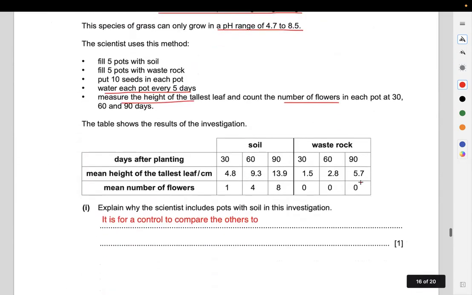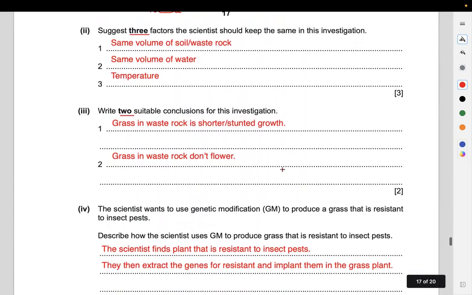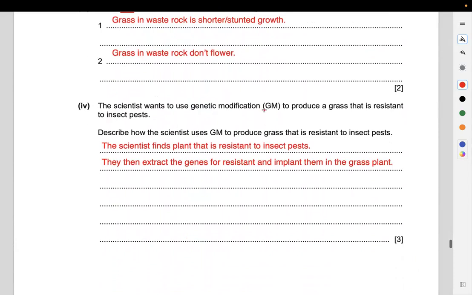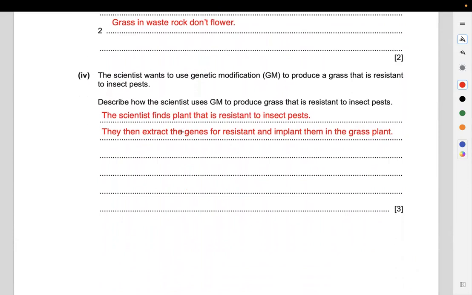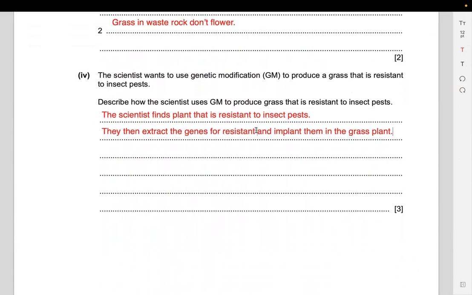Well, look at this. The easy one is there's no flowers on the waste rock. And then the other easy one is that the height of the tallest leaf is very short, much shorter. So it's stunted, shorter or stunted. He or she wants to use GM to produce a grass that is resistant. How? So find the plant that is resistant, extract the genes for resistance, I should say resistance, and implant them into the grass plant.